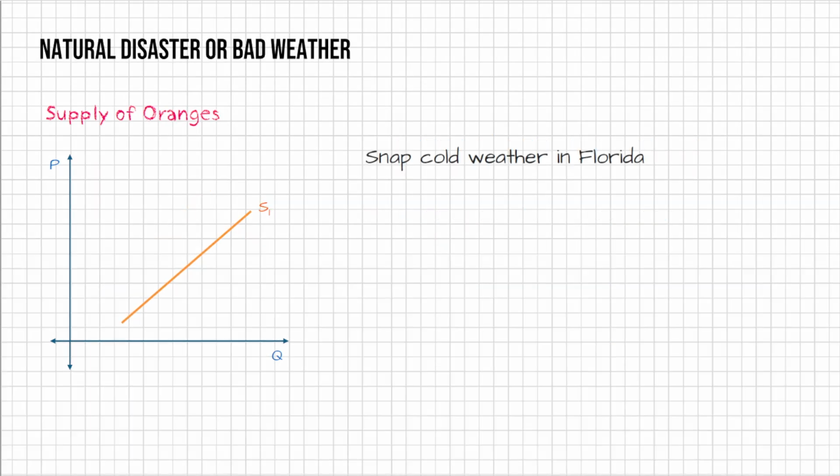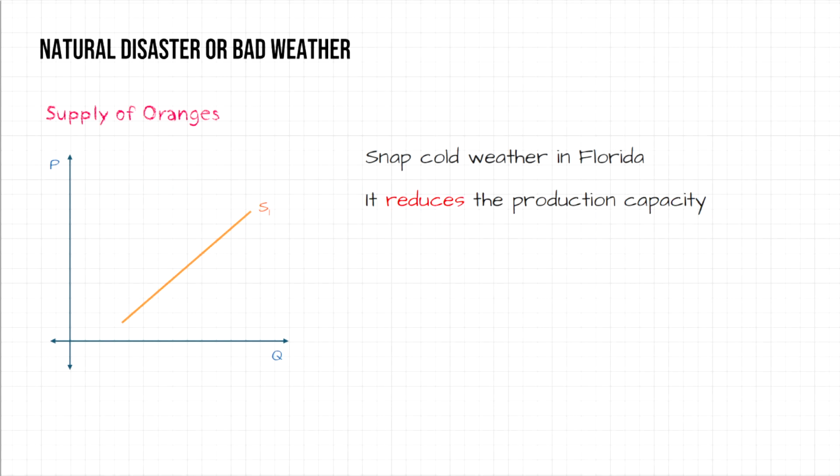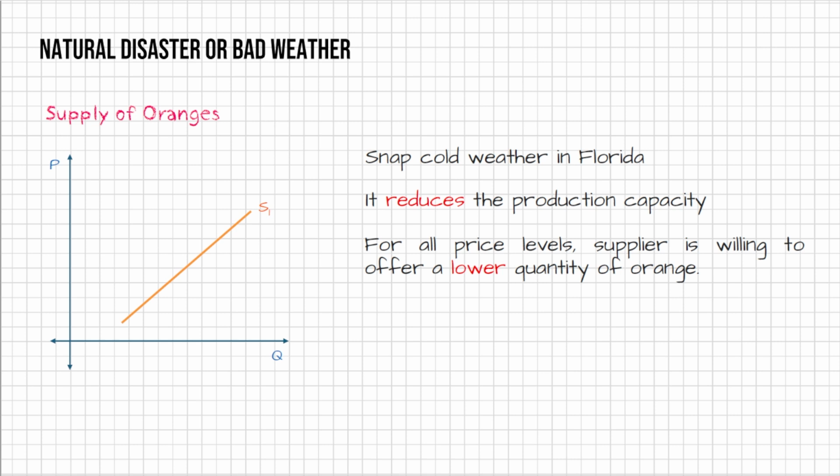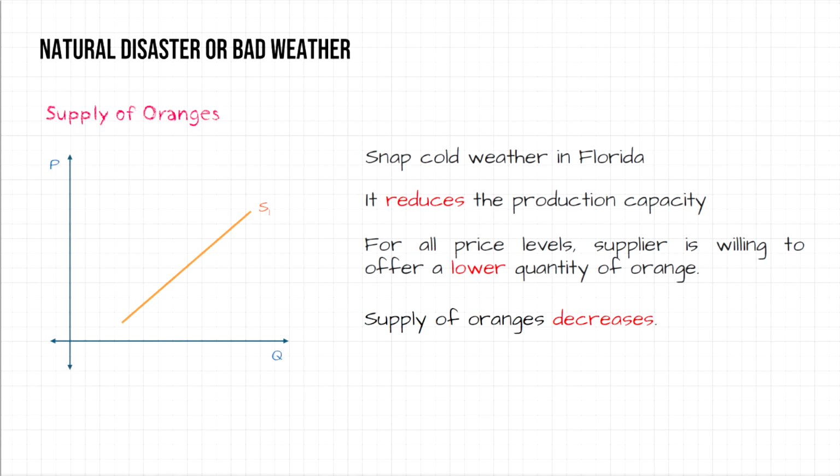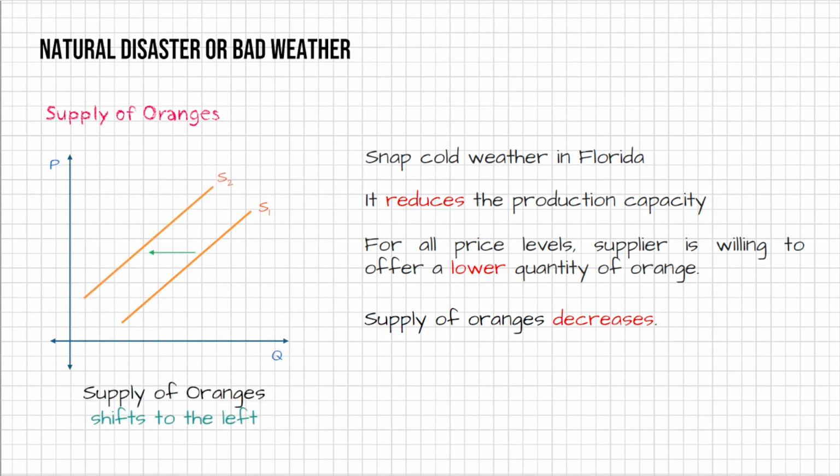A cold snap in Florida damages the orange crop. This affects the producers. Production capacity decreases. For all price levels, producers are willing to offer a lower quantity of oranges. This has a negative impact on the supply of oranges. Supply of oranges shifts to the left.